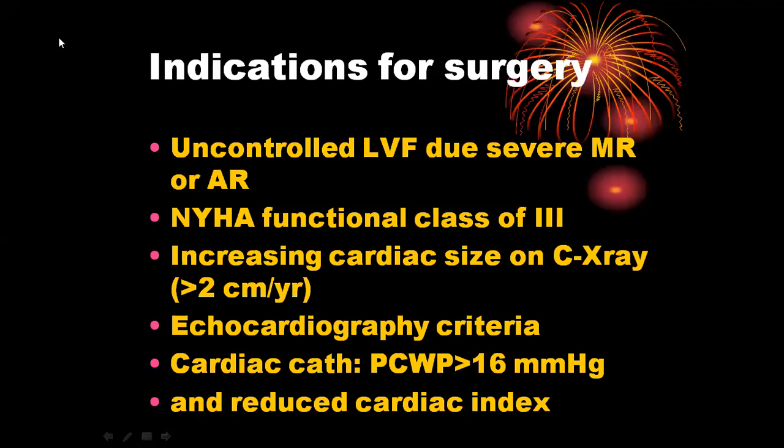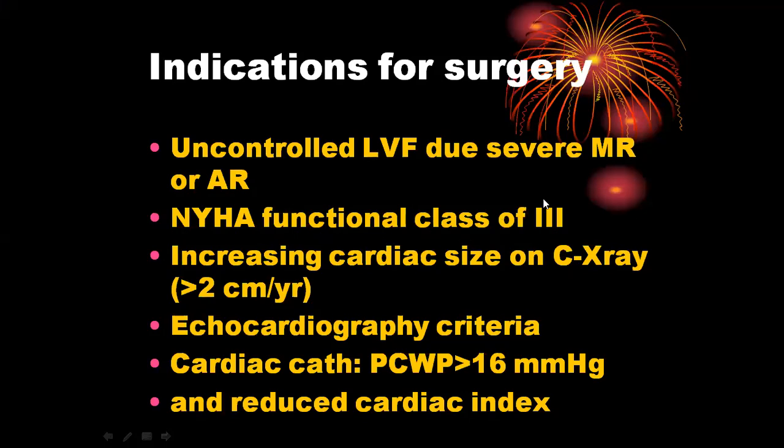So the indications for surgery are uncontrolled cardiac failure due to either severe MR or severe AR. Sometimes you have a combination of mitral regurgitation and aortic regurgitation, which makes the whole thing very bad. So you have to go for surgical replacement or repair of these valves. Another indication is that the New York Heart Association functional class is deteriorating. This is a very classical way of classifying the exercise tolerance of the patient.